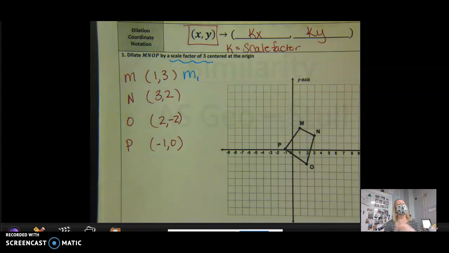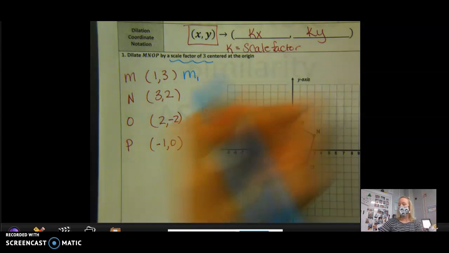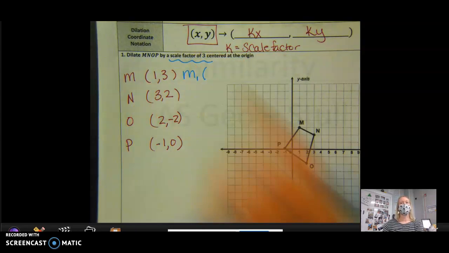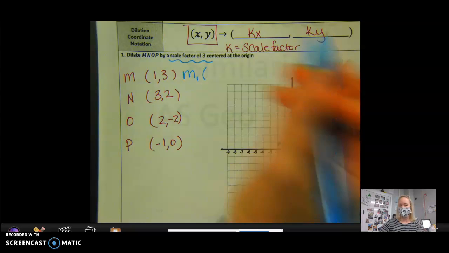So, M prime. So your first new figure we call prime. What do you think your second figure would be? If I were going to take that next figure and make a third figure from it, what do you think that third figure is going to be called? So we have the original, then we have M prime, and then we're going to have M double prime. Okay, I'll show you what I mean. So M prime would be the new points after I multiply by the scale factor. So what are the new points?